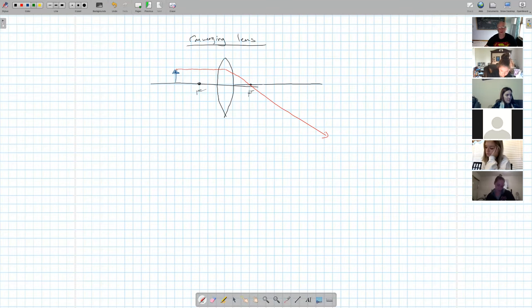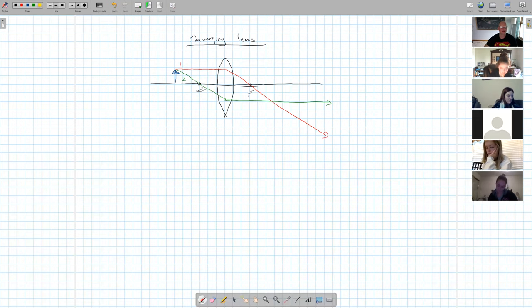The second one, ray number two, we're gonna draw going through the focal point on the near side, whichever focal point is closer, into the center of the lens. When it reaches the center of the lens, it's then gonna be refracted parallel to the principal axis. So it's gonna move out this way. So that's ray number two.